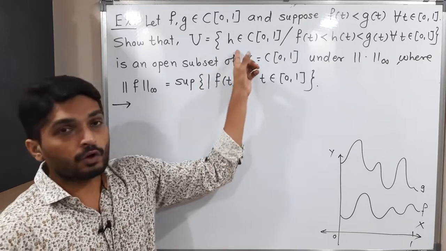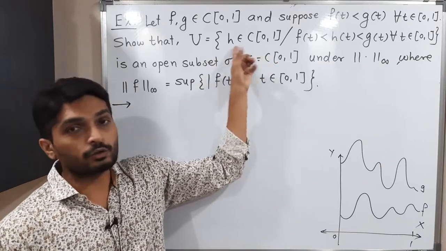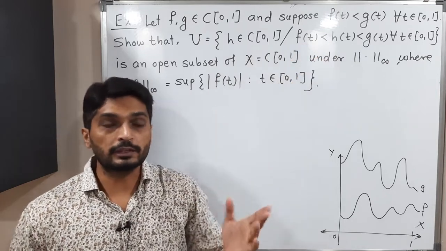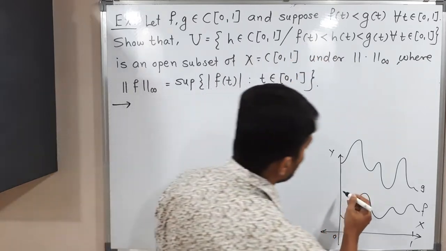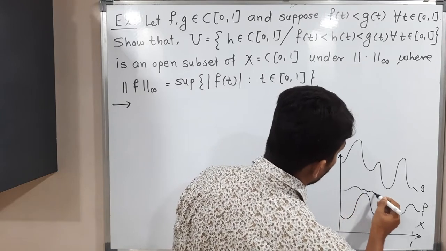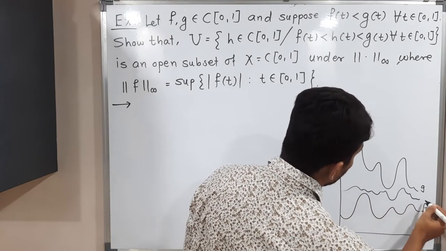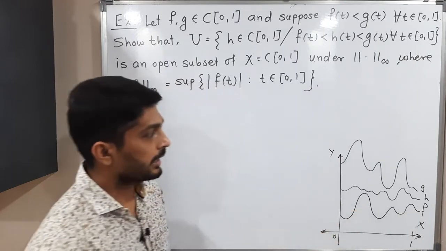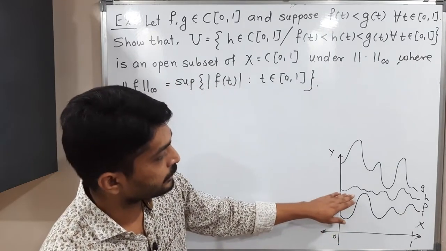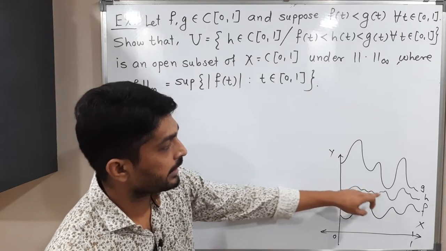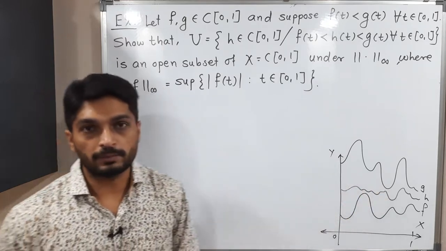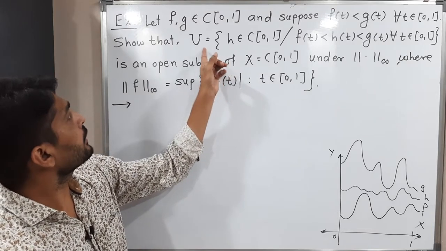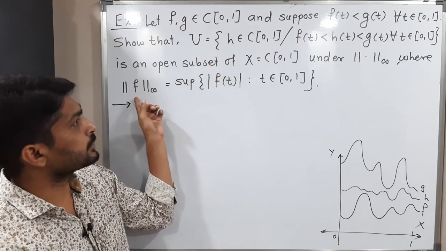It is a collection of all continuous functions defined on closed interval 0, 1, which sandwich between f and g. That means function h should sandwich between them. Let me write here. Suppose this is function h. It should be a continuous function, and the second thing, h of t must be greater than f of t and h of t must be less than g of t. So we have to show that it is an open set with respect to this norm infinity.